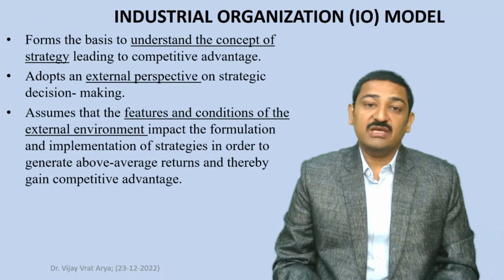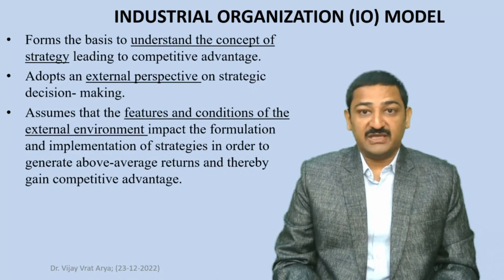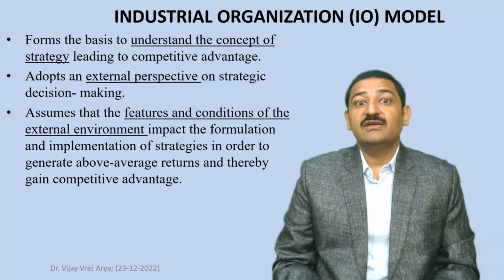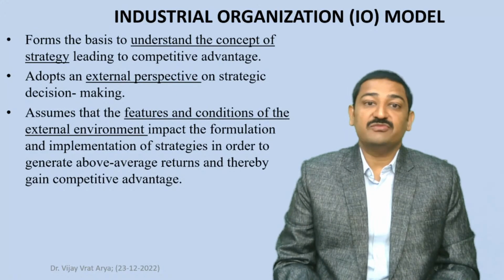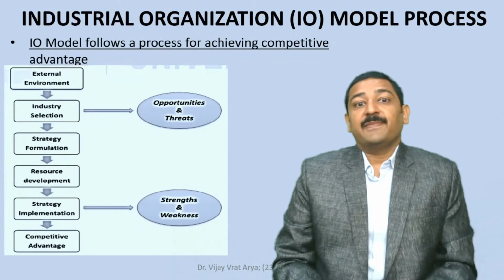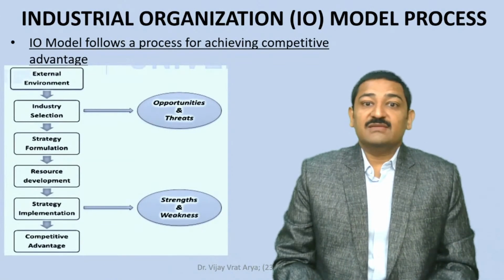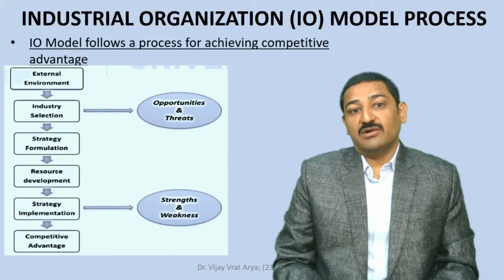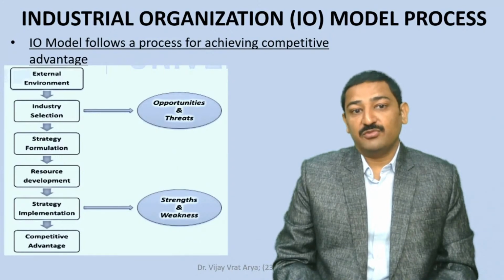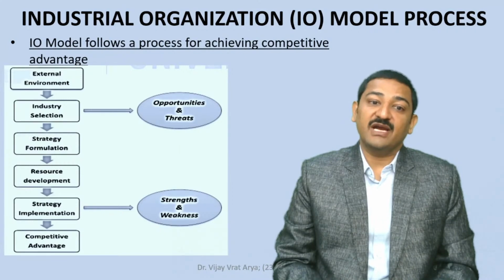So we need to think from this IO model perspective, where an average return is not sufficient. We need to think beyond it. And from this perspective, the competitive advantage or the rival's position also needs to be considered under this model too. If we refer to this model in terms of the processes involved, then it involves a kind of process for achieving competitive advantage.